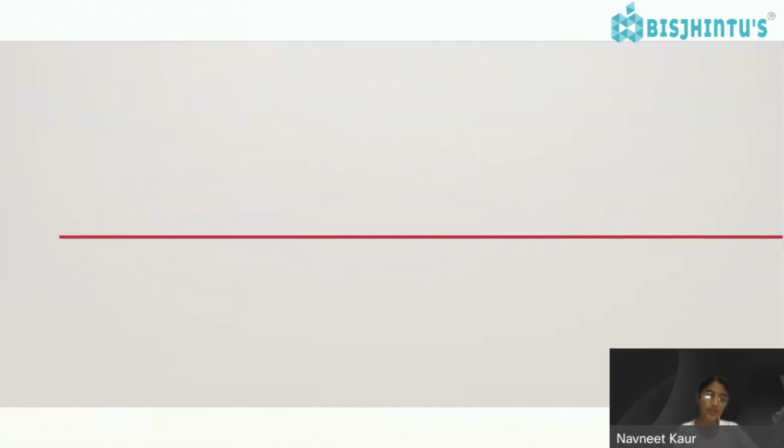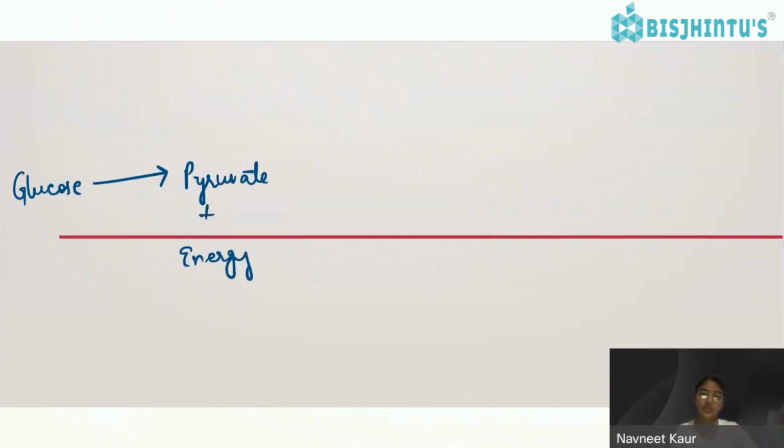Okay, so next we will draw the same flow chart and learn it one by one. So this is pyruvate and here energy is released. Then it is converted. There are 3 steps. So we'll be learning about all these 3 steps in detail.